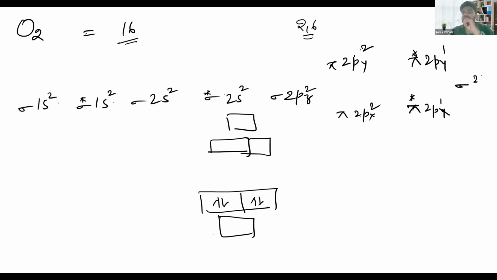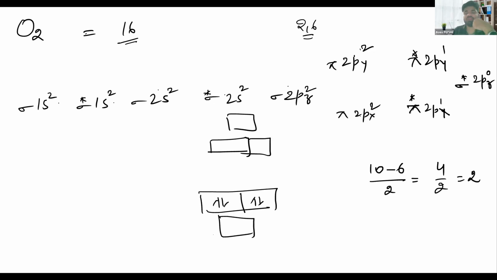And this is 2pz. So 2, 4, 6, 6, and 4, 10. And anti-bonding, how many are we going to have? 2, 4, and 2, 6. Divided by 2, you will get 4. Divided by 2, you will get 2 bond order. Okay. Got it? Yes, sir. So the bond order of oxygen is 2. Got it? Yes.